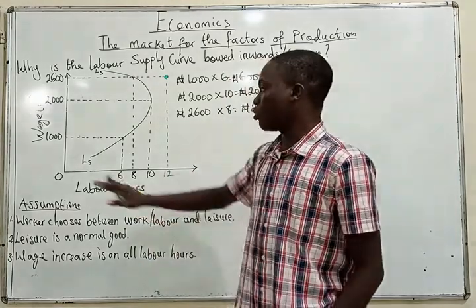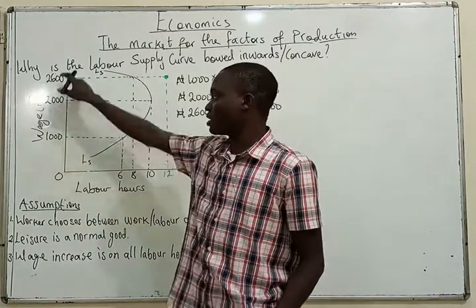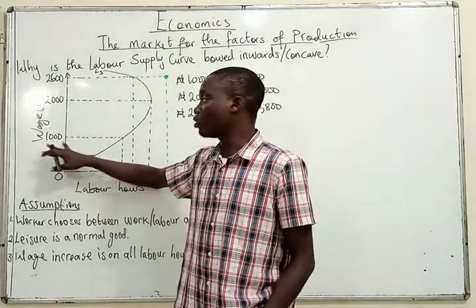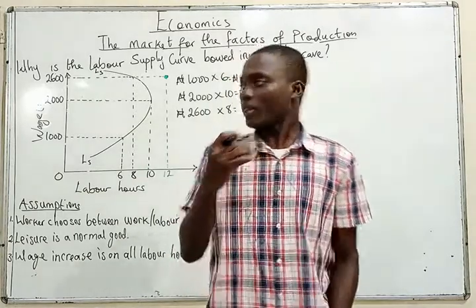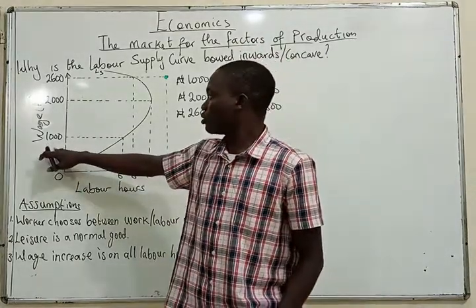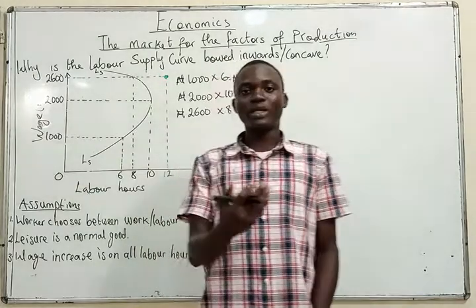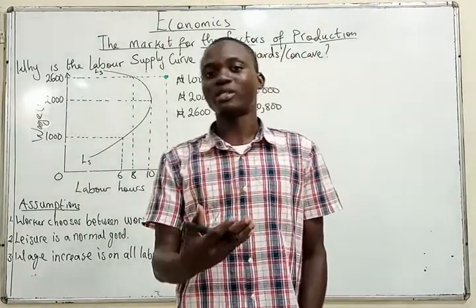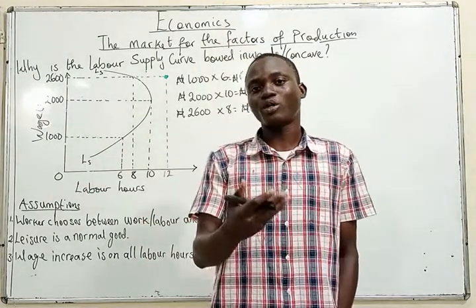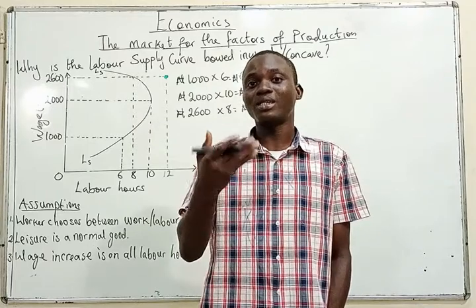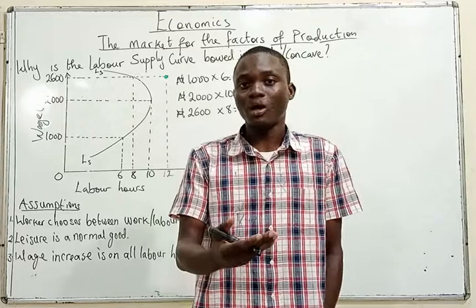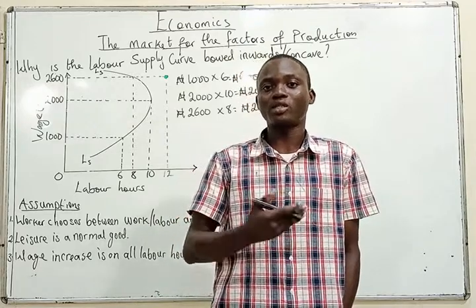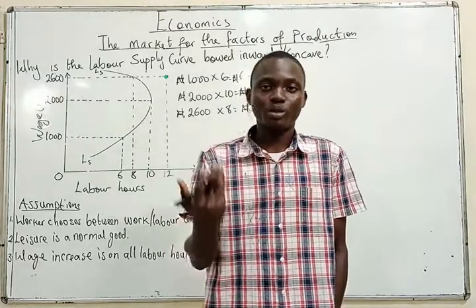When the wage was 1,000, of course, if you compare this to this, this is lower. So when the wage was 1,000 naira, and it increased to 2,000, for Betty, leisure is more expensive now. Leisure is more expensive, and because of that, she consumes less leisure. So the substitution effect is dominating. She consumes less leisure, and then she works more. So that's what we mean by the substitution effect.